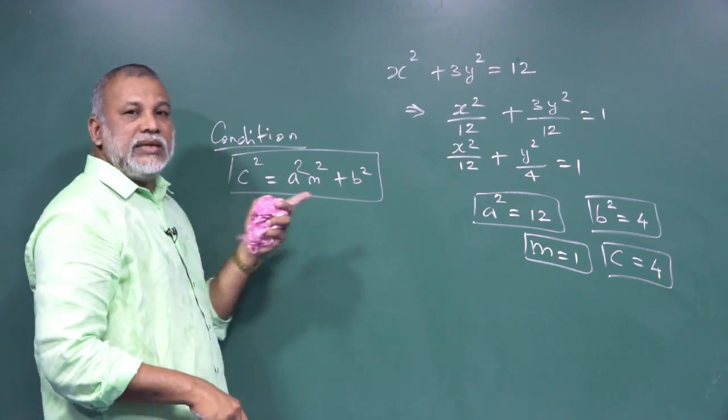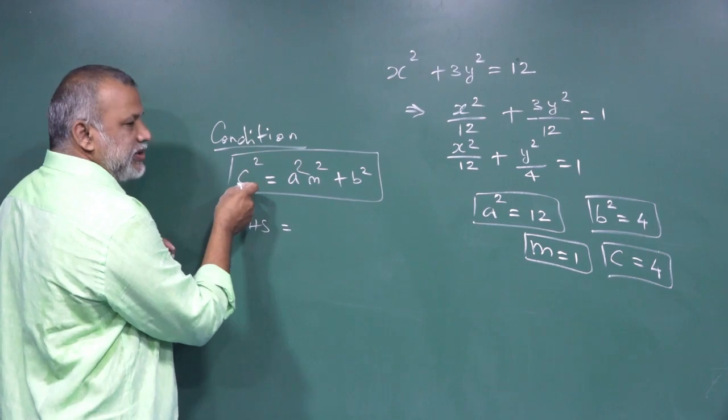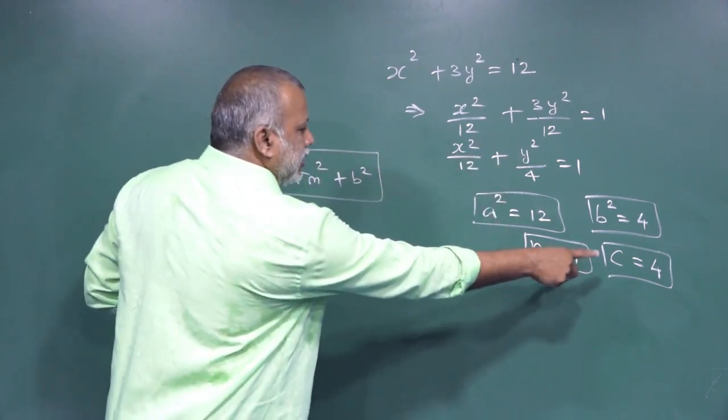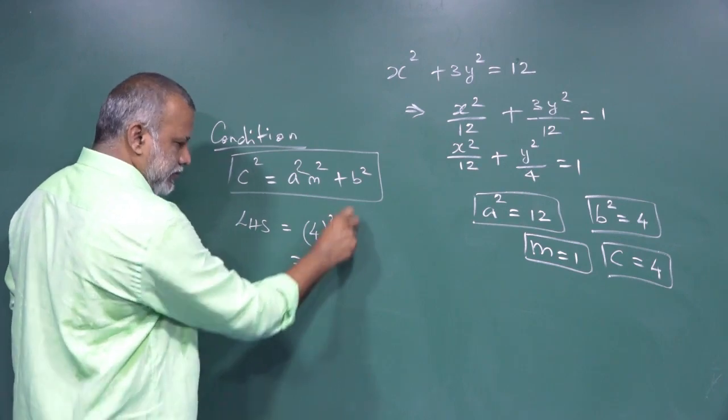From this, select your LHS. What is the value of LHS here? LHS equal to c squared. What is the value of c? c equal to 4. That means 4 squared, 16.